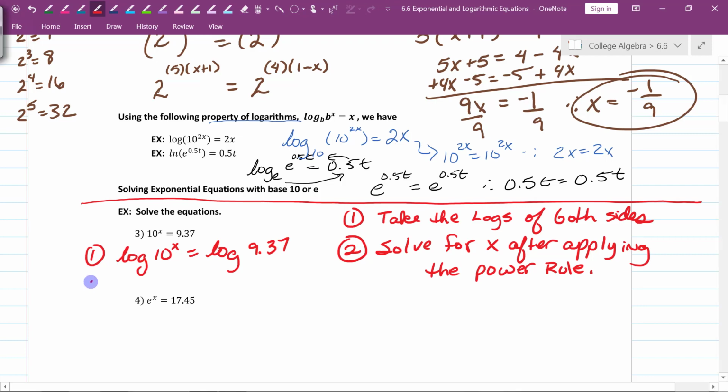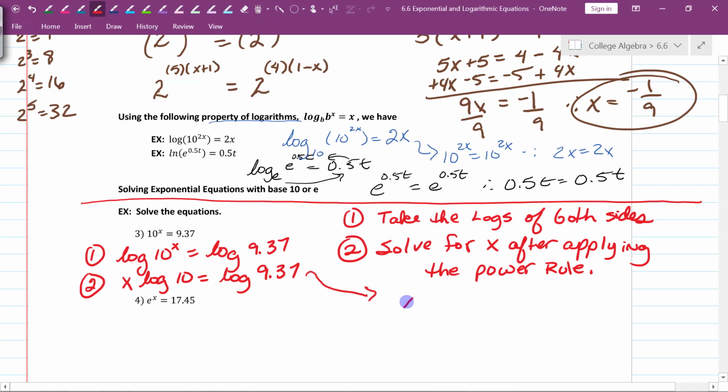So next we're going to do the power rule, which is x is going to be brought out front here. So I have x log 10 is equal to log 9.37. Now I need to solve for x. In order to solve for x, I'm going to have to divide both sides through by log 10. That'll get x by itself. So take this and just kind of come over here.